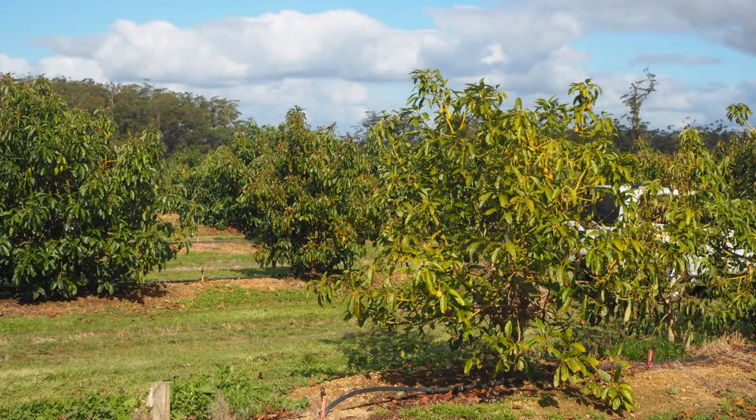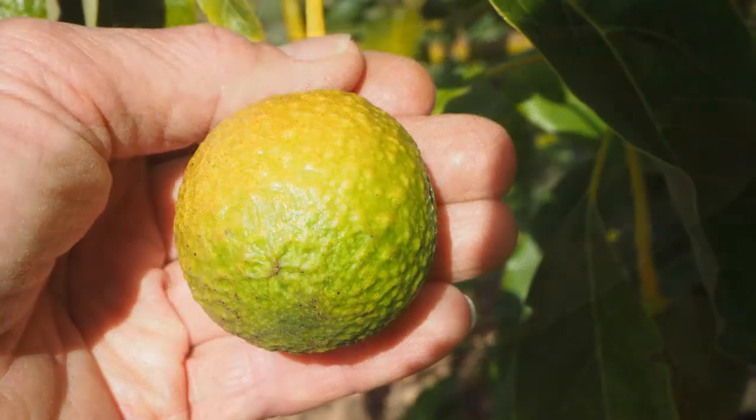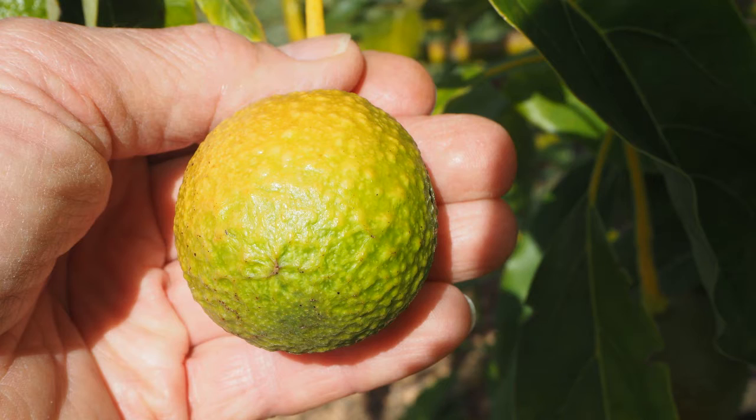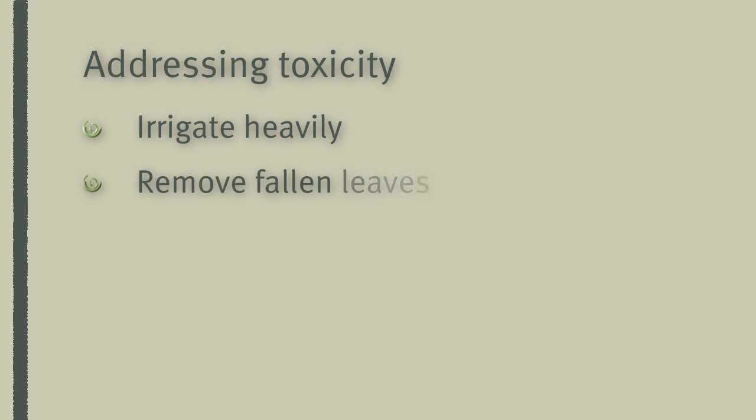If you suspect toxicity, stop further applications of boron and undertake leaf and soil analysis to confirm levels. If boron toxicity is confirmed, irrigate heavily to leach boron to below the root zone. Collect and remove fallen leaves so the accumulated boron in the leaves cannot return to the soil.